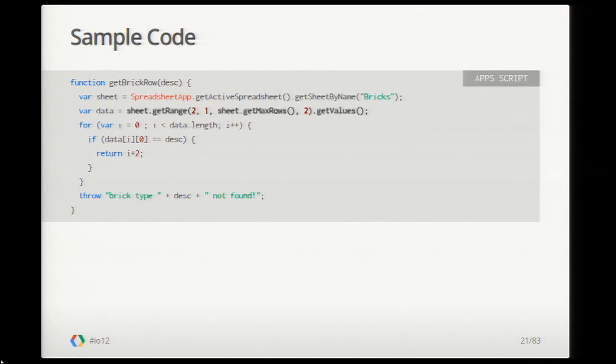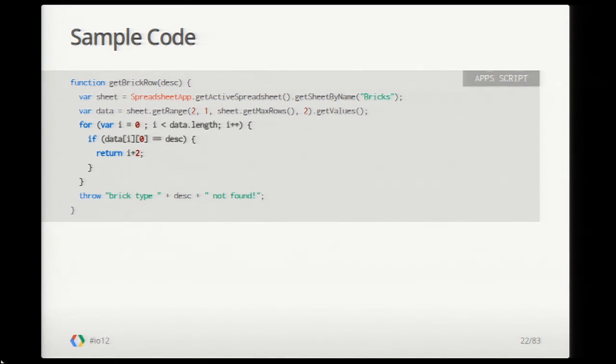From there, I get a range of the second row, one column wide, down to the bottom of the sheet, and then we get the values. The data array that we get back is a list of rows within the range that we chose. The elements in that array are going to be single element arrays, each containing like 1x2, 2x3, that kind of stuff. Then we iterate over that array, looking for the brick that they asked for, and when we find it, we return the index in the array that we found it at.